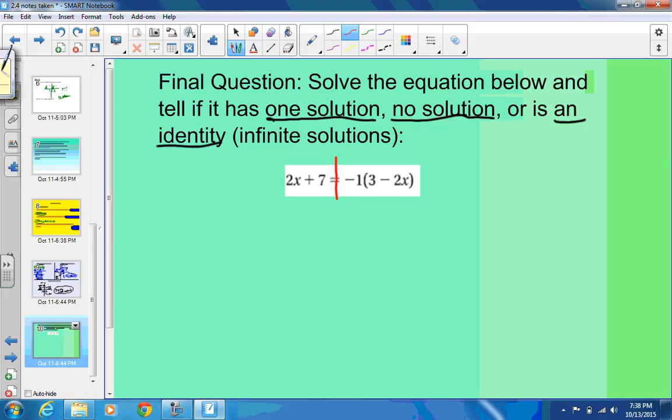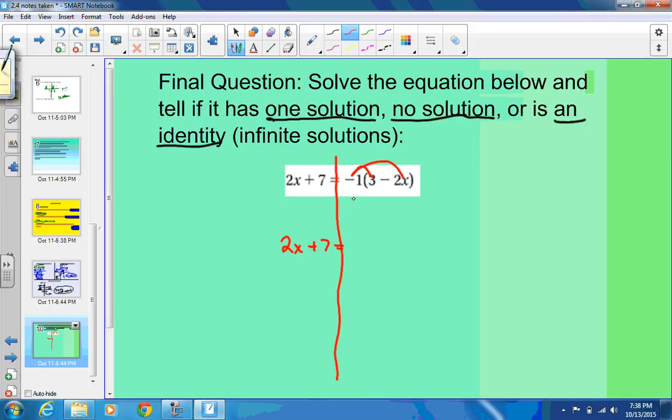Making my wall again. My wall of my equal sign. Left side of the equation, nothing can be simplified. 2x plus 7, those are not like terms. There's no parentheses. Right side, I see parentheses, so I am going to do distributing. So I have negative 1. I'm going to carry this down, by the way. 2x plus 7. I'm going to carry that down right away.